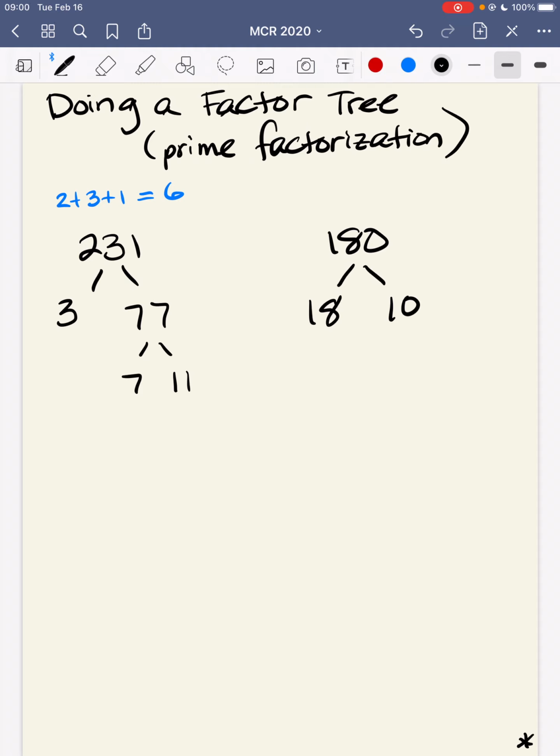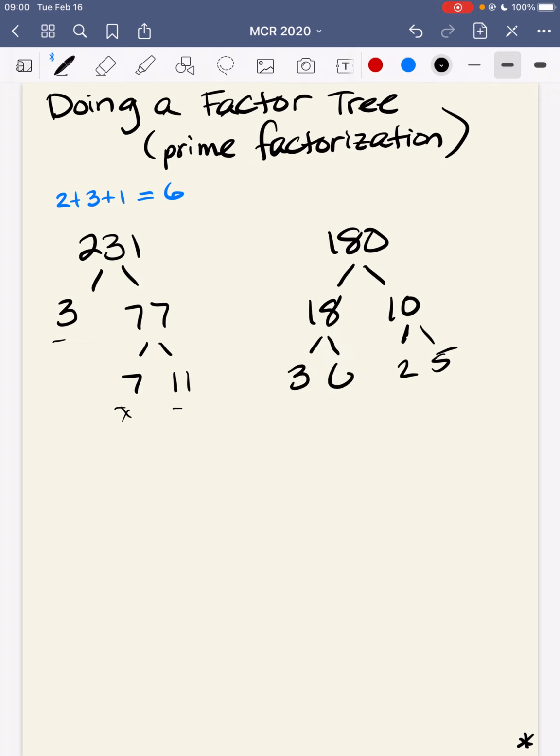180 is 18 and 10. Now remember, I'm looking to see if it has anything in common with what 231 has, which is a 3, a 7, and 11. 10 is 2 times 5, so I don't really need to worry about the 10. That's not going to help me any. 7 is not divisible into 18, so the 7 is not going to help me. Definitely not 11, so I'm hoping in 18 there's a 3. In this case, 6 times 3 is 18.